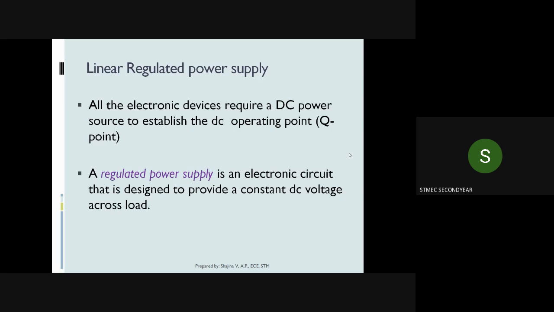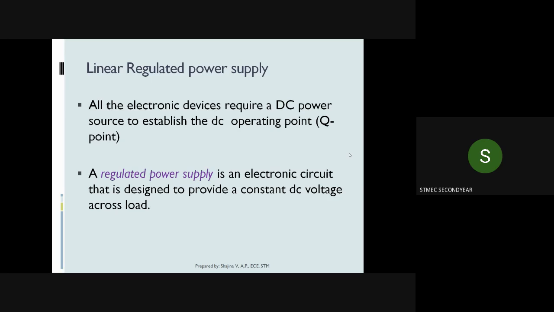As you know, all electronic devices require a DC power source. Mainly, this DC power source is needed to establish the DC operating point, or simply we can say, in order to set the Q point, you require a DC power source.